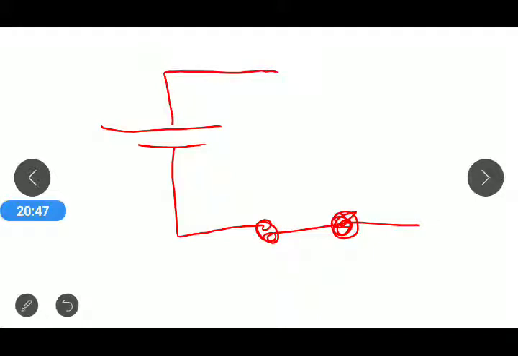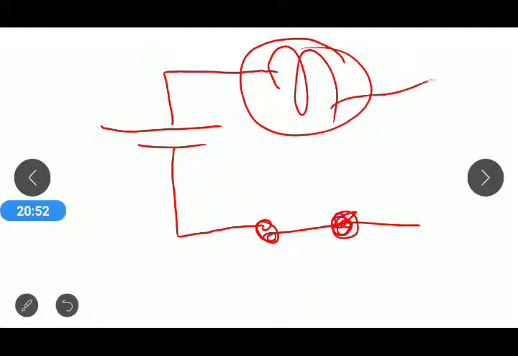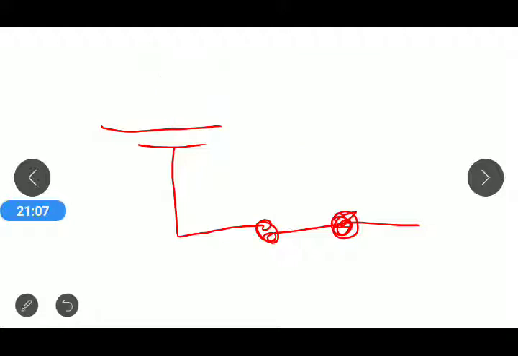This is your electrical cell. Then its wire is connected to a switch, so we are making a switch there. After that it is connected to an electrical component like a bulb. This is the symbol of the bulb, and it is connected to the switch, and after the switch it is connected with the cell. That is the way we represent the electrical circuit.